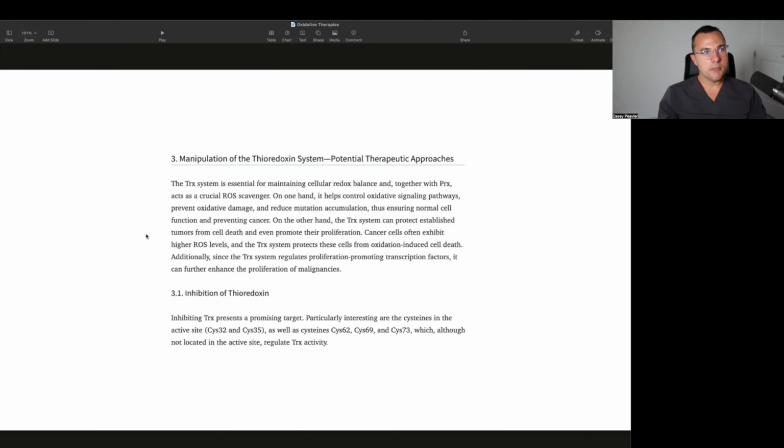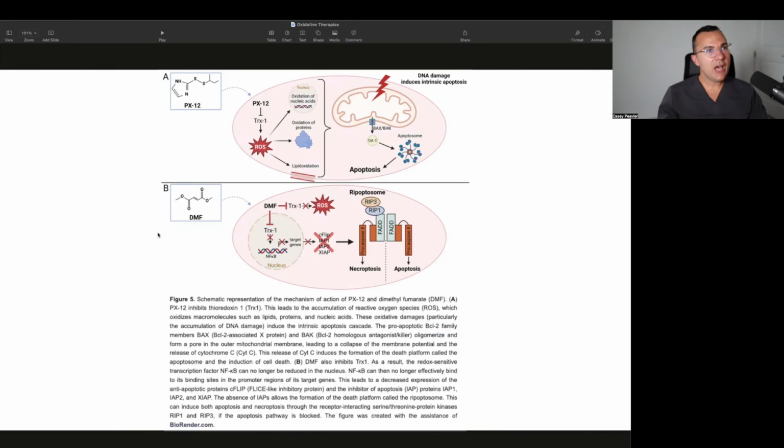Inhibition of thioredoxin. Inhibiting TRX presents a promising target. Particularly interesting are the cysteines in the active site, Cys32 and Cys35, as well as cysteines 62, 69, 73, which, although not located in the TRX active site, are less important for us to know the locations of, et cetera. So we have a couple of compounds that are able to interact with this TRX system in a variety of ways.